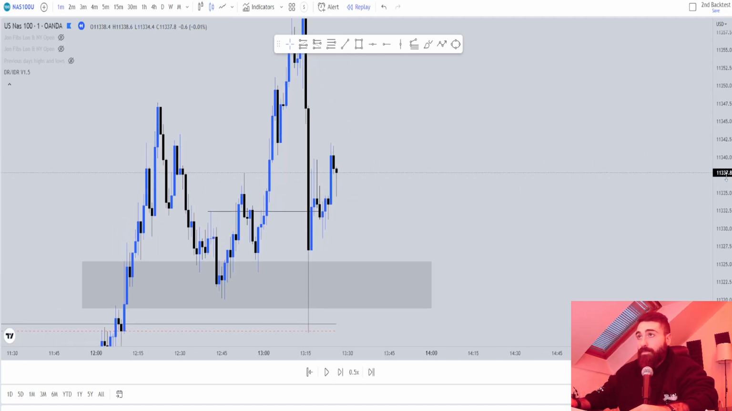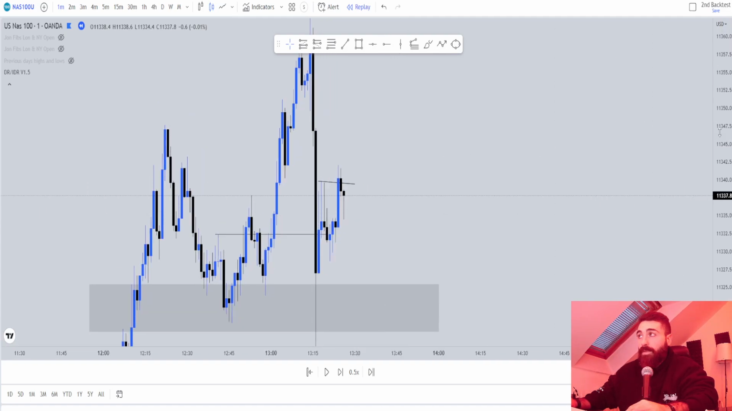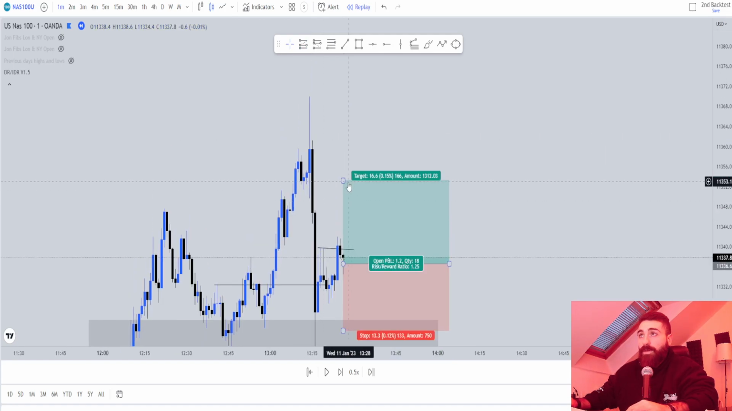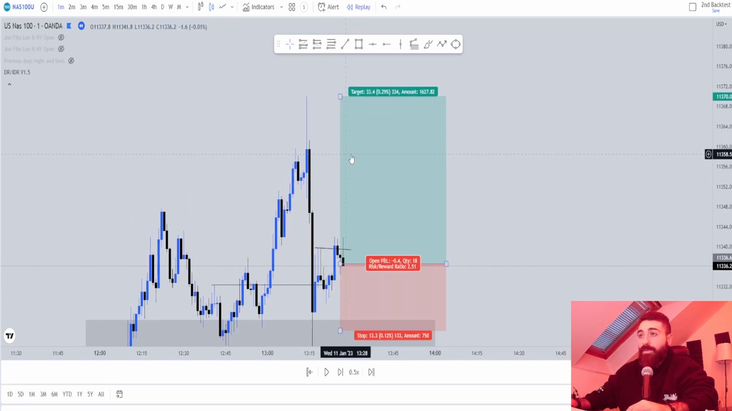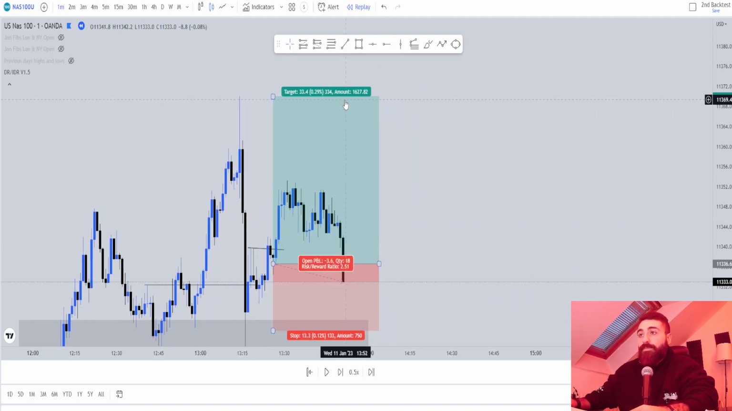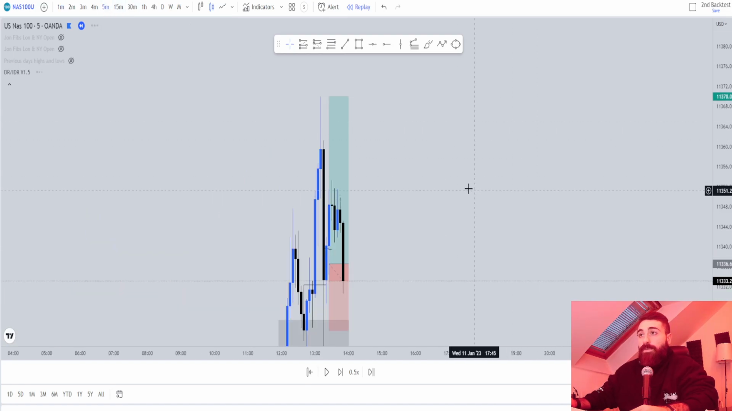We went above, we retested this area. I'll take my trade around here. My stop loss below this, and first partial is above this high, because definitely we're not gonna do less than 1-to-1. Can go a little bit higher.